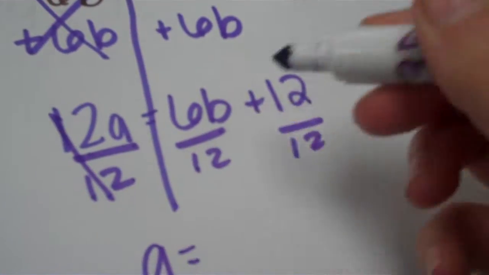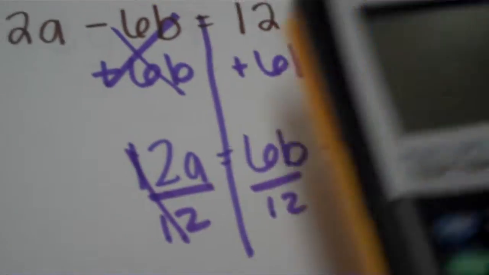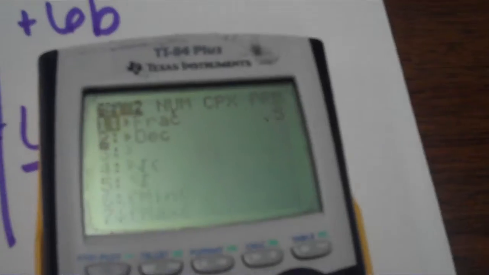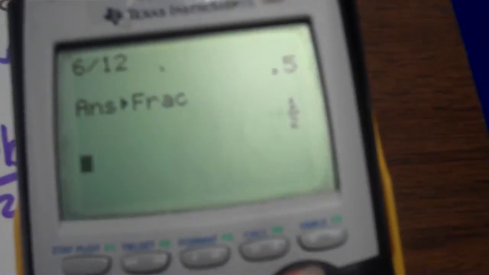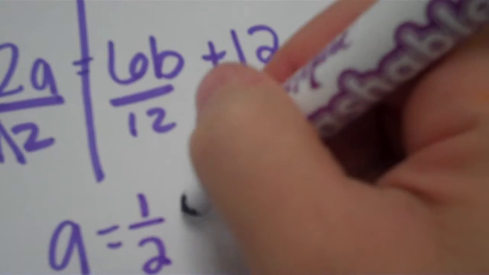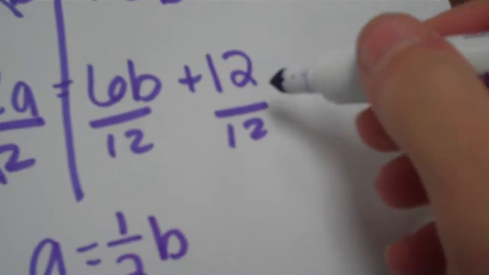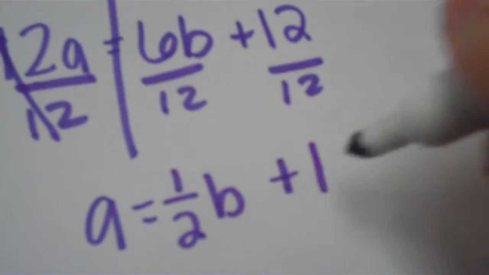A equals 6 divided by 12. A lot of y'all are going to put 2. No. 6 divided by 12 in your calculator is 0.5. But if you remember, I like fractions better if possible, so that's 1/2. So 1/2 b. And 12 divided by 12 is just a positive 1.